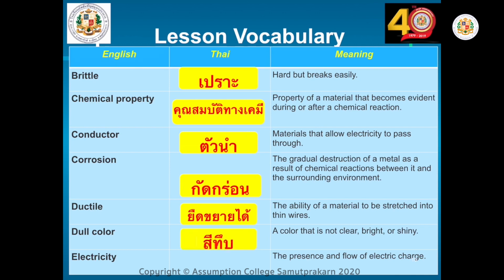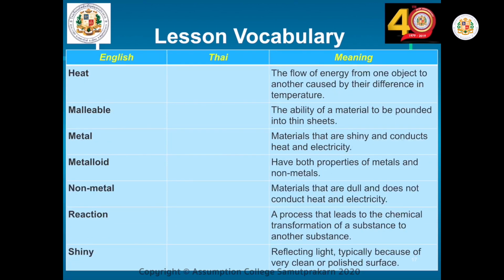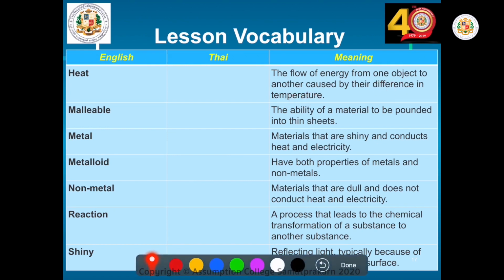We also have electricity. Electricity means there is the flow of charge. So electricity is flowing. Okay. Next, we have heat. So the flow of energy from one object to another because of their difference in temperature. So heat flows when there is a difference in temperature. Usually it is from hot to cold.